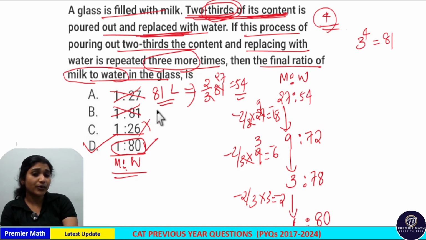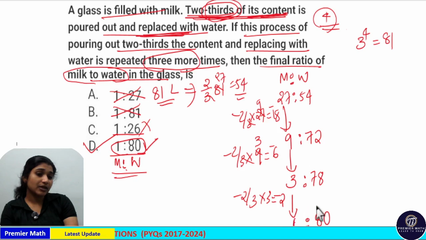So initially 81 liter, after the fourth replacement, it should be 81 liter as well. So in this way, you can calculate. So 1 is to 80 is the milk to water part.